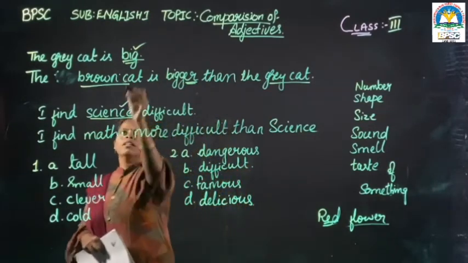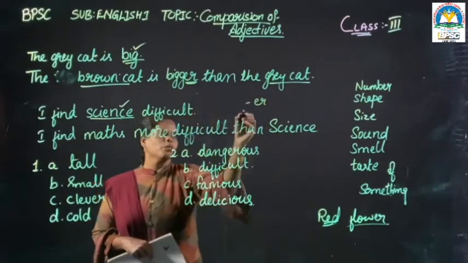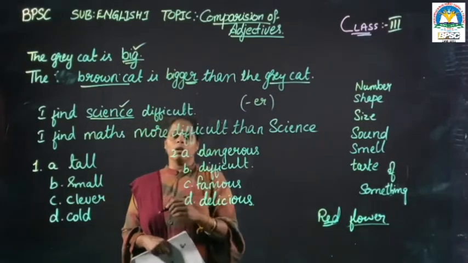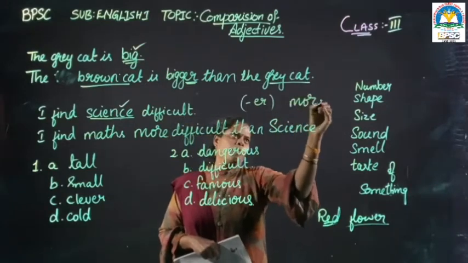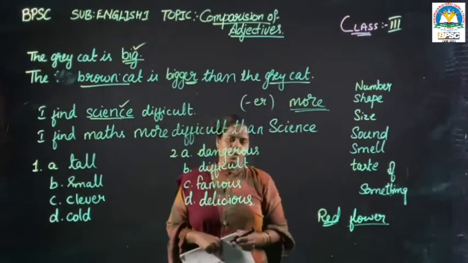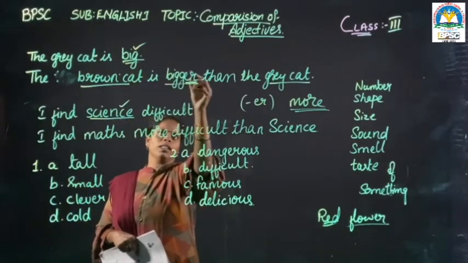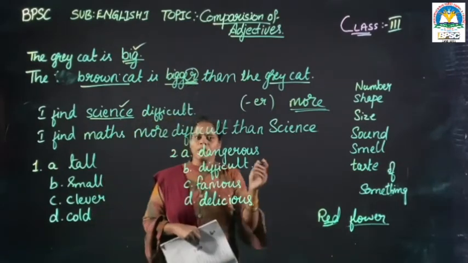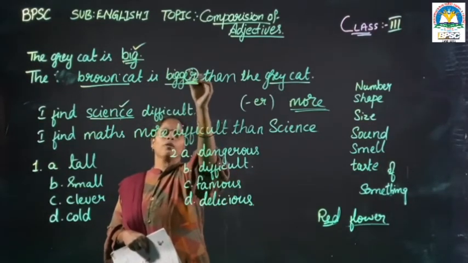If it is big, add er for some words to compare the things. For some other words, long adjectives, you have to add more before the adjective. So here see, big is there. What did you do? Bigger, B-I-G-G-E-R, you have added E-R. Here the letter is doubled. The rules apply for different words. Here big, bigger, you have added er.